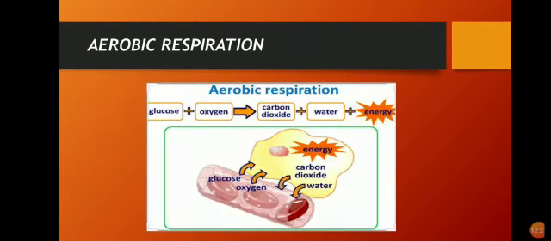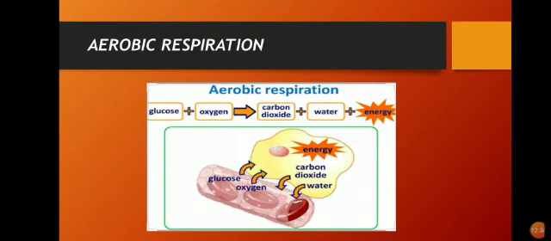Here you can see a schematic diagram of aerobic respiration. This picture shows that glucose reacts with oxygen and produces carbon dioxide, water and energy. Understood? Over here you see these are RBC, red blood cells.